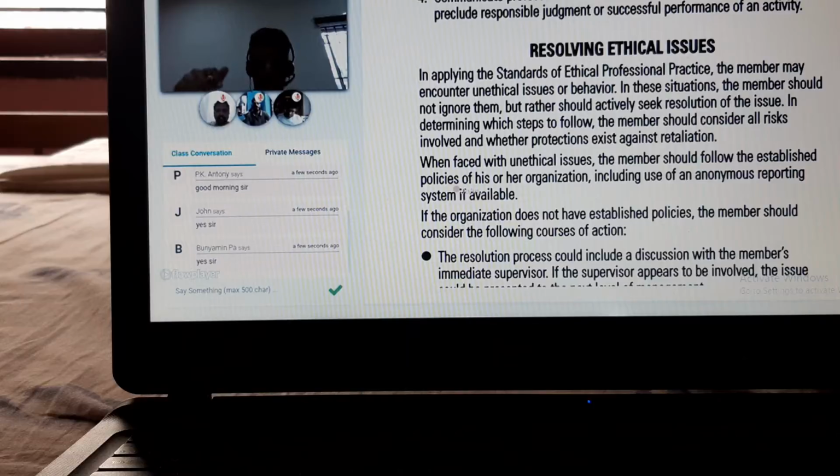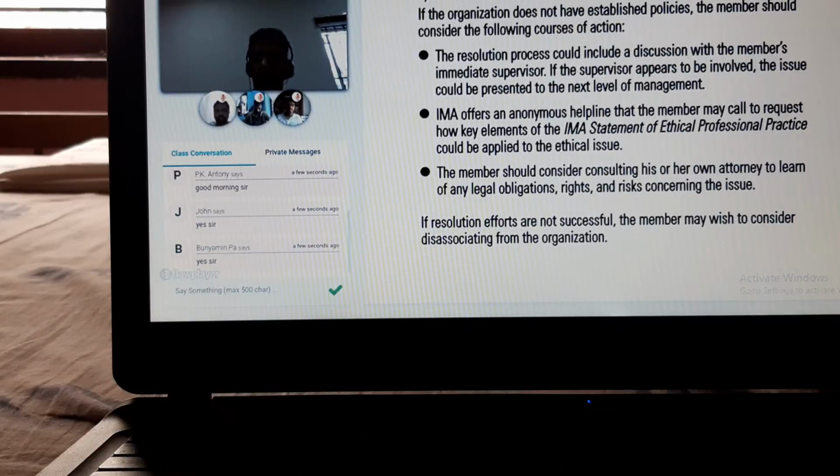If the issue is not getting resolved with the immediate supervisor, with notice to him, you can take the issue to the next higher level. Another alternative is to discuss the issue with the IMA helpline, and you may also consider consulting your own attorney to learn of any legal obligations, rights, and risks concerning the issue. If the resolution efforts are not successful, then you may wish to consider resigning from the organization, disassociating from the organization. This is what we have seen.